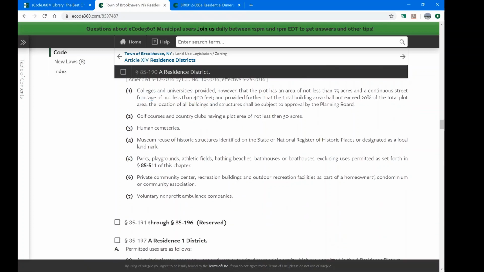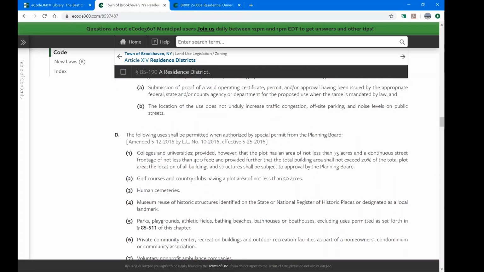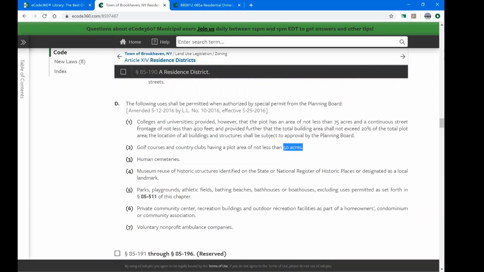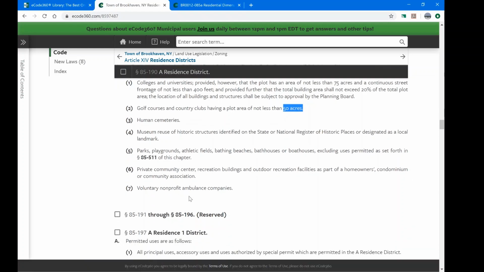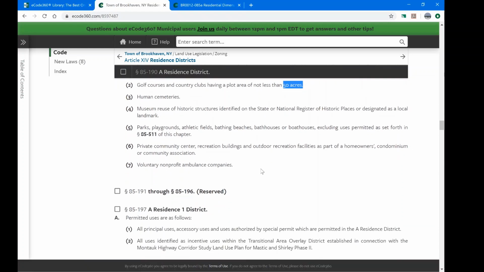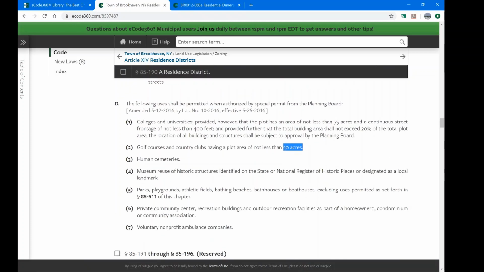If you want to start your own golf course, okay, the planning board's got to give you a special permit, but you need to have at least 50 acres. Human cemetery, I don't know why you want to do that, but you need a special permit as well. Museums, parks, playgrounds, boathouses, private community centers, rec buildings, outdoor facilities, part of a homeowners or condo association, and volunteer ambulance companies. All this stuff can be inside of a residential area as long as you get a special permit from the planning board. So a lot of little intricacies you have to be aware of.